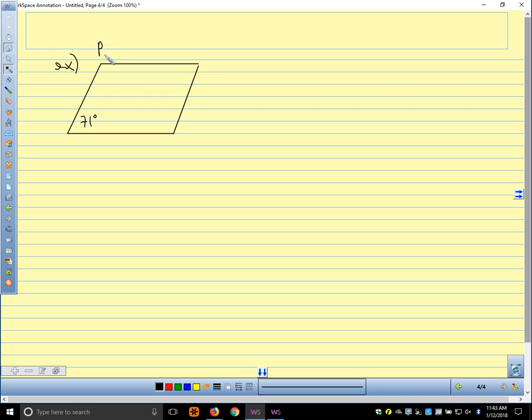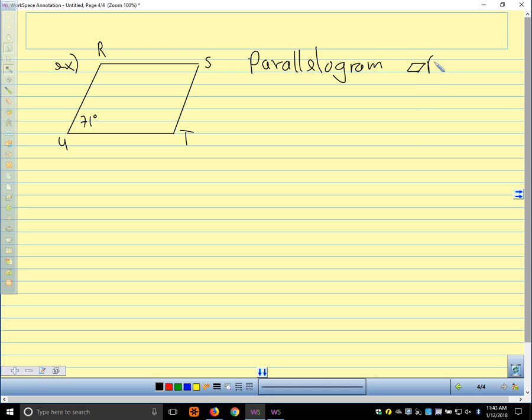All right, and this is quadrilateral RSTU. And we're going to say this is a parallelogram. The symbol for a parallelogram is just a little parallelogram. So the way you'll see it in your book, it will be written like this, and then it would say RSTU. That means parallelogram RSTU. We want to find the measure of angle R.